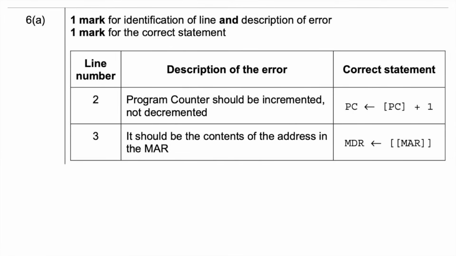So yeah, I guess the description of the error is it should be the contents of the address in the MDR, or in the MAR. By contents of the address, I mean the data that is referred to by the address, or the data that we get when we access the address. So I guess our answer is correct, but this is probably a better answer than what I wrote. Anyways, that's what you need to know in terms of register transfer notation. And this is an example of the type of question you'd receive on the A-level exam.